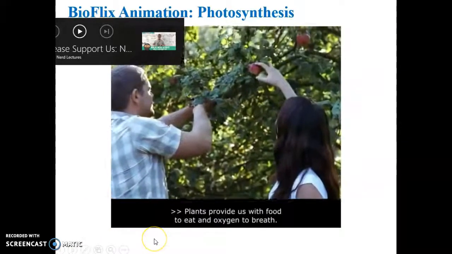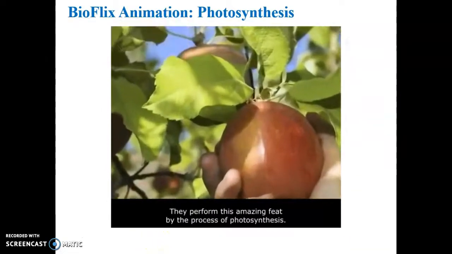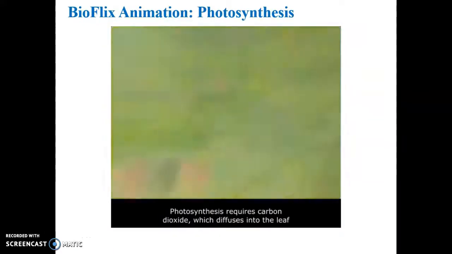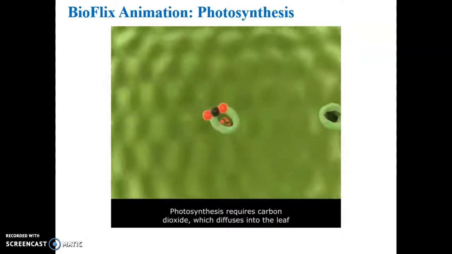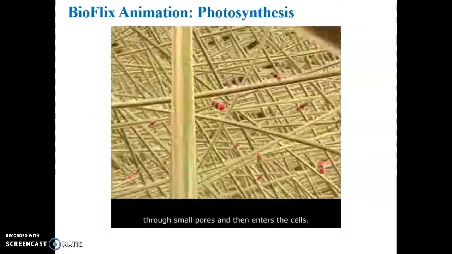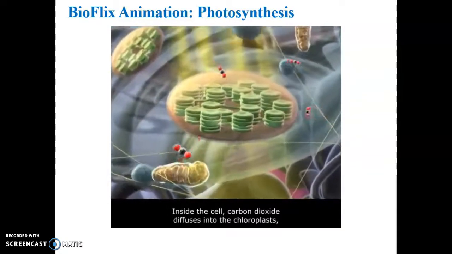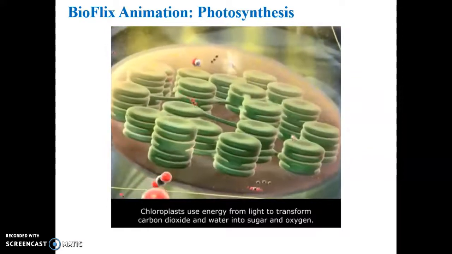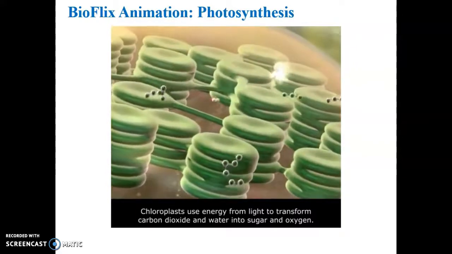Plants provide us with food to eat and oxygen to breathe. They perform this amazing feat by the process of photosynthesis. Let's take a closer look. Photosynthesis requires carbon dioxide, which diffuses into the leaf through small pores, and then enters the cells. Inside the cell, carbon dioxide diffuses into the chloroplasts, where photosynthesis takes place. Chloroplasts use energy from light to transform carbon dioxide and water into sugar and oxygen.